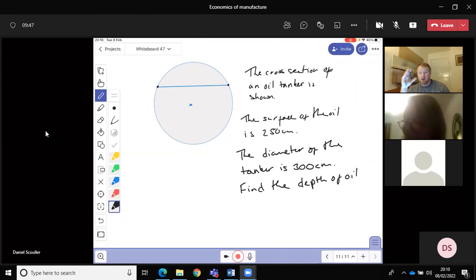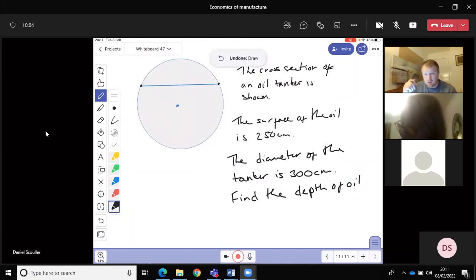In the question, the surface of the oil is 250, so the length of that chord, the line cutting across that, is 250. The diameter of the tanker is 300. To find the depth of the oil, there's quite a lot going on. Let's think about what we can do with this information. What we want to do straight off the bat is create a right angle triangle, and then see where that takes us.